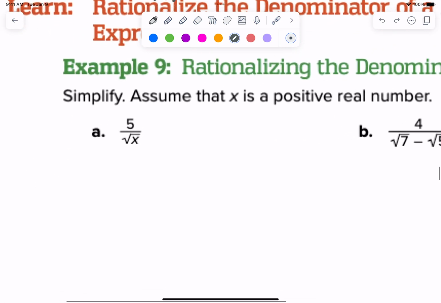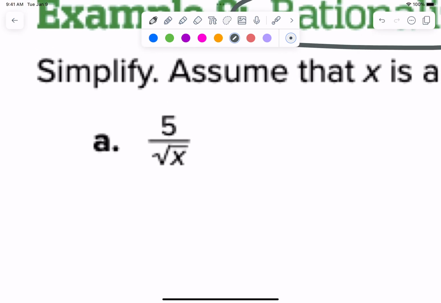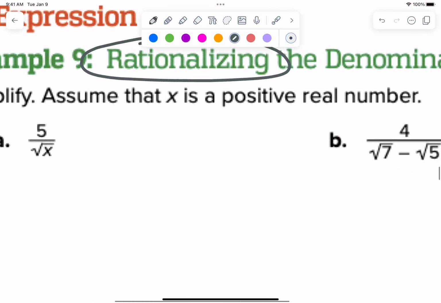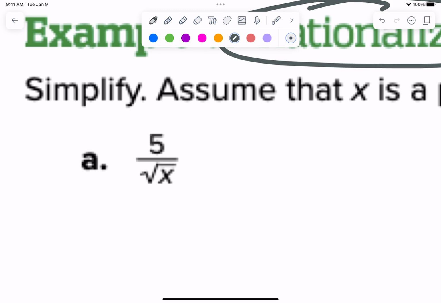We want to rationalize on this. Have you heard the word rationalize before? Things that we want to rationalize, we want to make sure we never have a square root in the bottom of our fraction, okay? So it says simplify, assume that x is a positive real number. We want to get the square root of the x out of the bottom, okay?